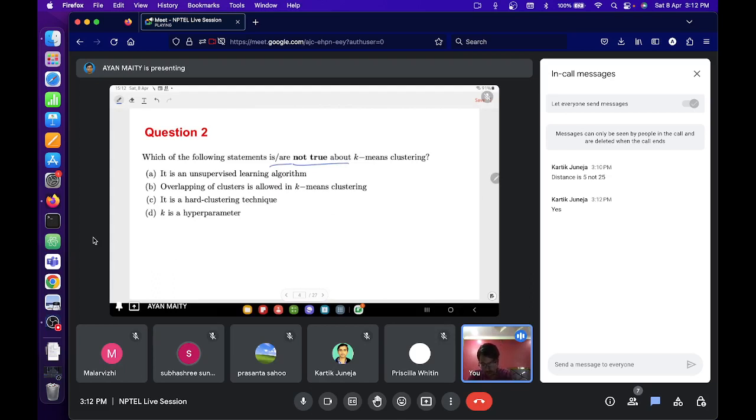So there are 4 options. It is an unsupervised learning algorithm. Overlapping of clusters is allowed in k-means clustering. It is a hard clustering technique, and option D is k is a hyperparameter. So these are the 4 options. Which of these options is or are not true about k-means clustering? You can write your answers in the chat.